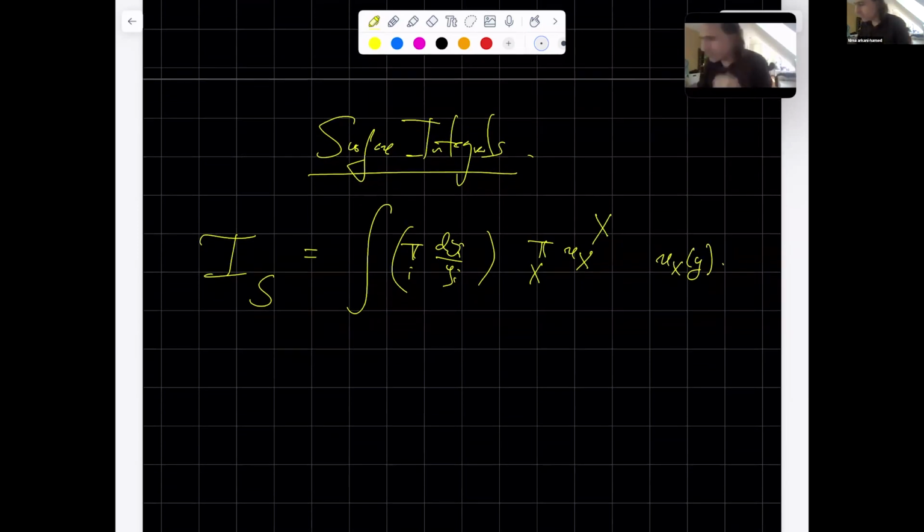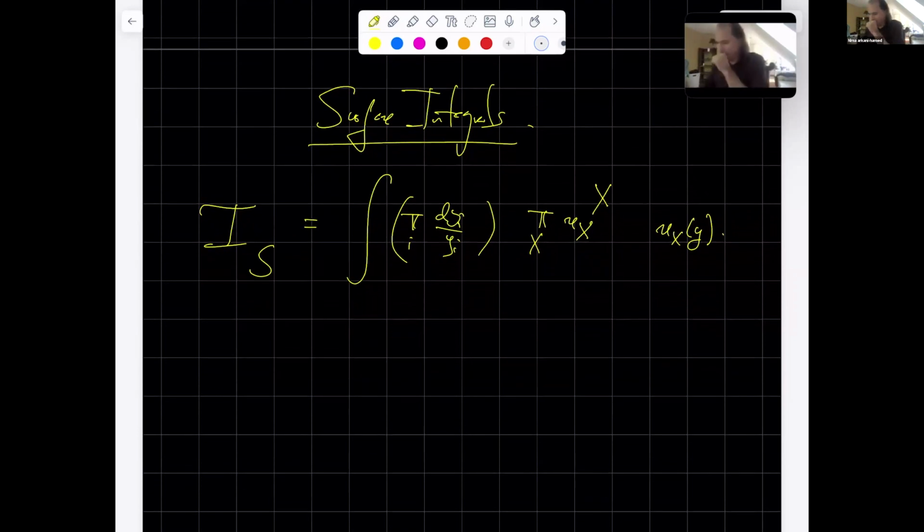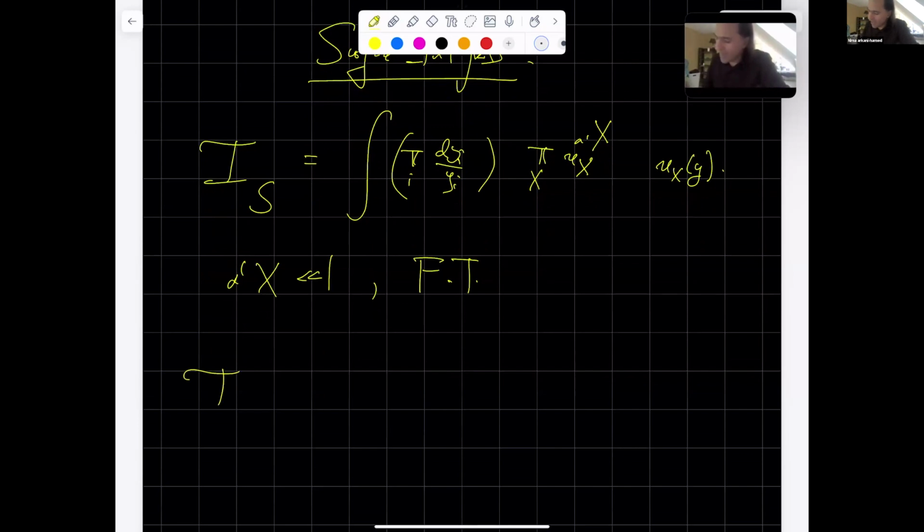Now, if we literally take this object, then in the limit as alpha prime X is much smaller than 1, we have the field theory limit, and I becomes the sum over all the triangulations of the surface of the product of 1 over X for all the X's in the triangulation.